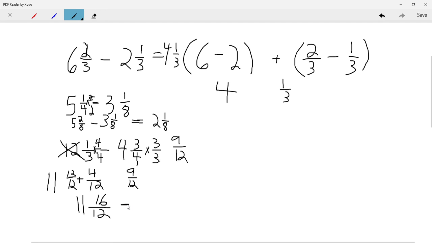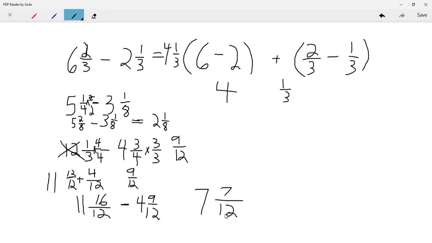And now we are at minus 4 and 9 twelfths. So now all we do is 16 minus 9 equals 7 twelfths, and then 11 minus 4 equals 7. So the answer would be 7 and 7 twelfths. So that is a pretty easy way of doing subtraction with mixed numbers.